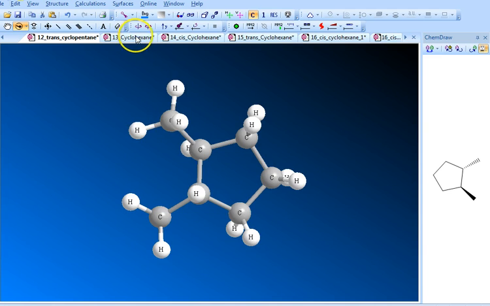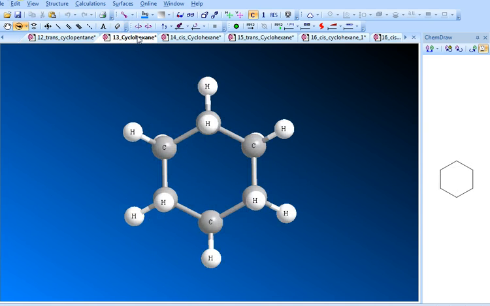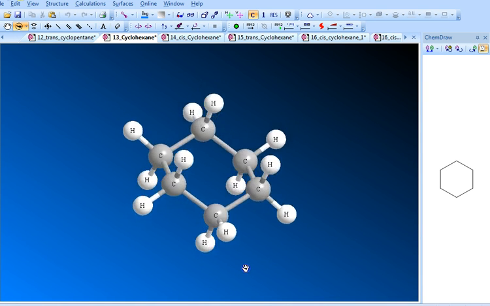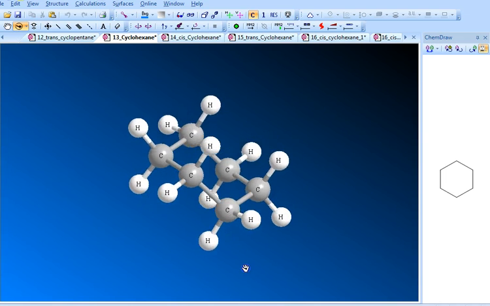Alright, similarly let's see cyclohexane. This is a cyclohexane molecule. This is the way you usually draw cyclohexane. Now in reality, is it like that? How does it look in reality? Well, I'll show you. Here is a cyclohexane, a completely different look from the side.